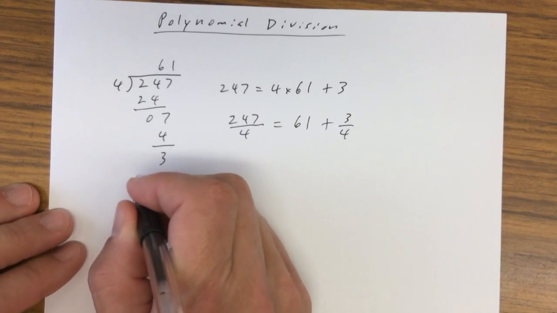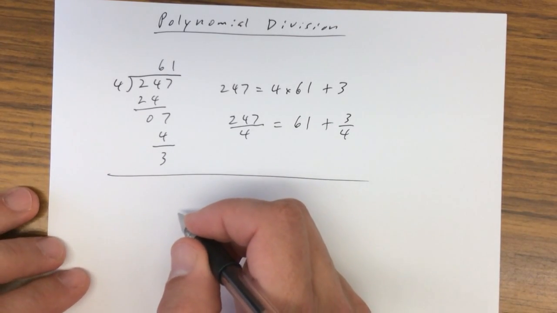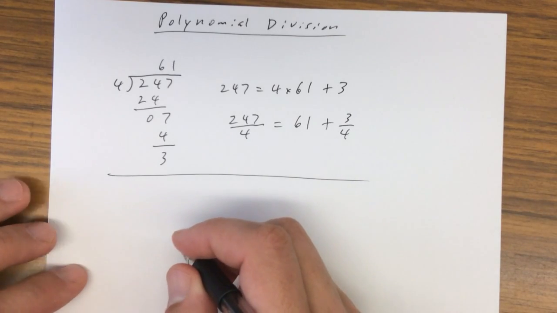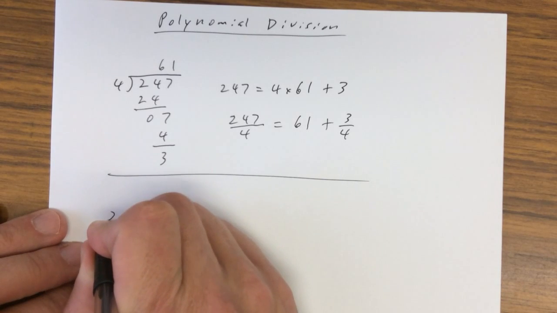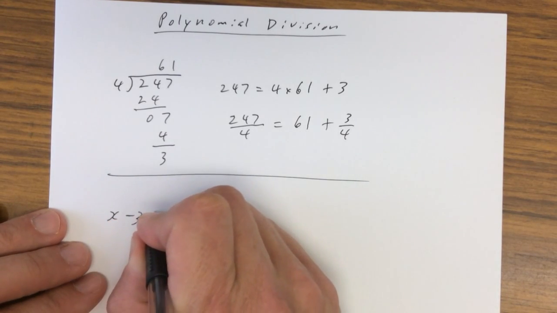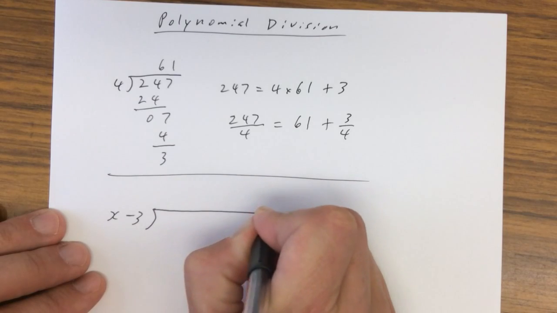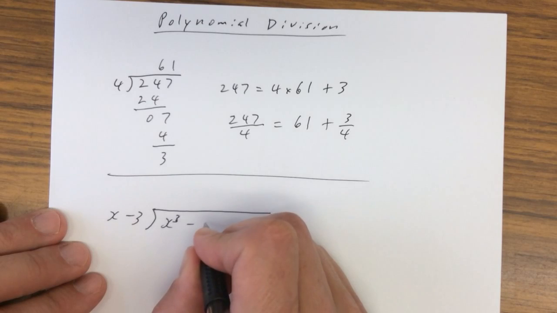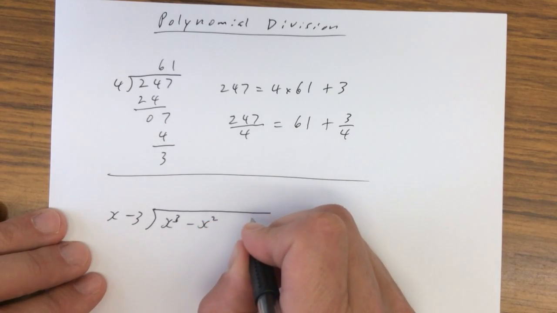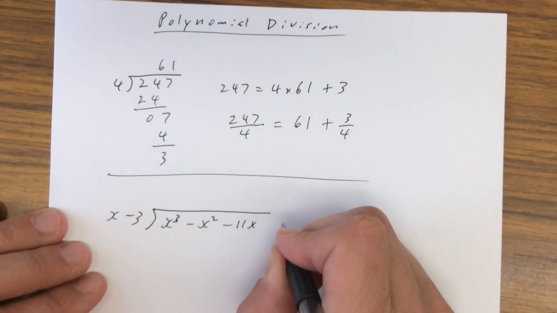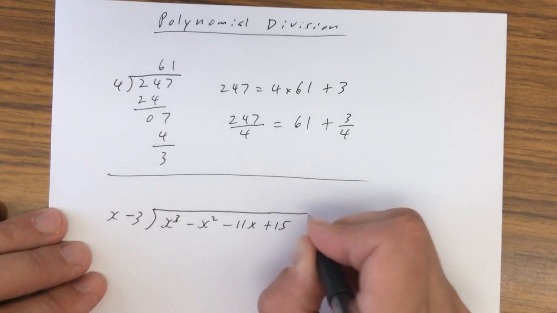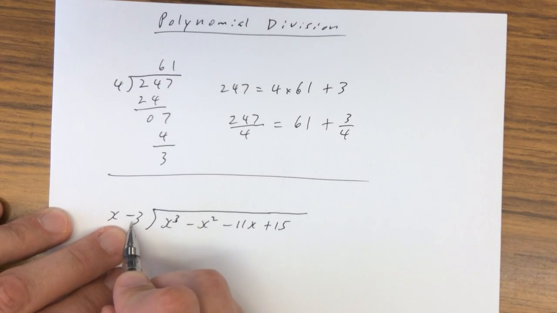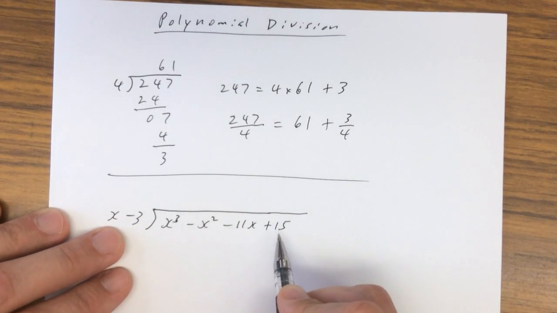We're going to use the same process now for dividing polynomials. So let's take a cubic and we'll divide it by this linear. So x minus 3, and I'm going to do this long division sign here, and I'm going to put in x cubed minus x squared minus 11x plus 15, and I'm going to divide this so that I know what to multiply this x minus 3 by to get this.